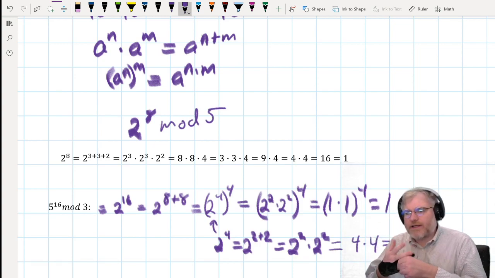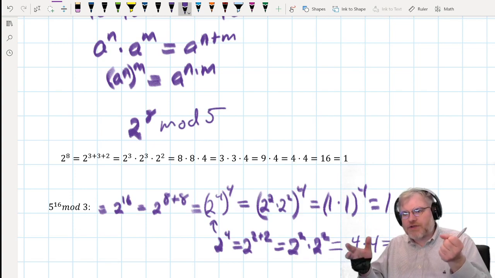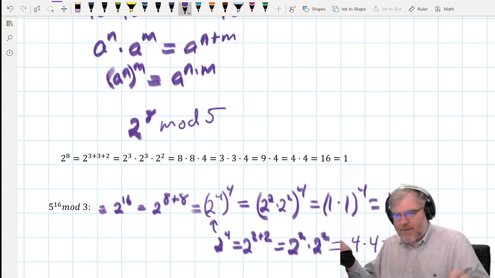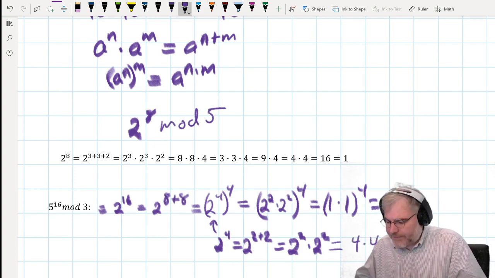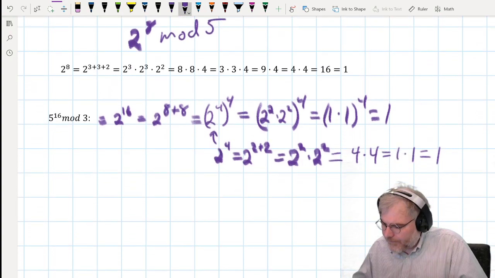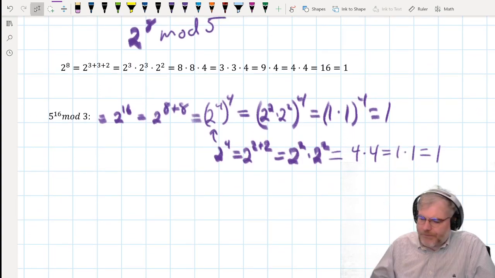And it does still work if you do it a bunch of other ways. But that's the beauty of math. If what you're doing is valid, it should come out to the same answer. If you don't get the same answer, something's wrong. We did something invalid somewhere and we need to check it. Okay. So that's how I do these modulos quickly.